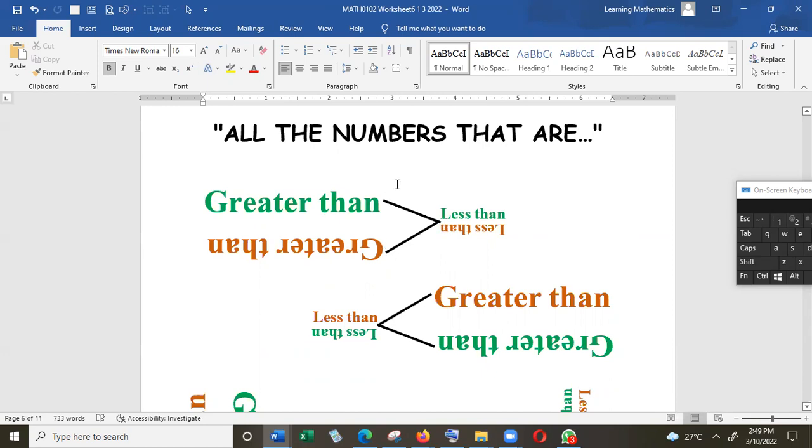So it doesn't matter in which direction the arrowhead is pointing. It is the opening that is called greater than, and it is the point that is called less than, not the sign itself. The sign is an inequality sign. Please bear that in mind.